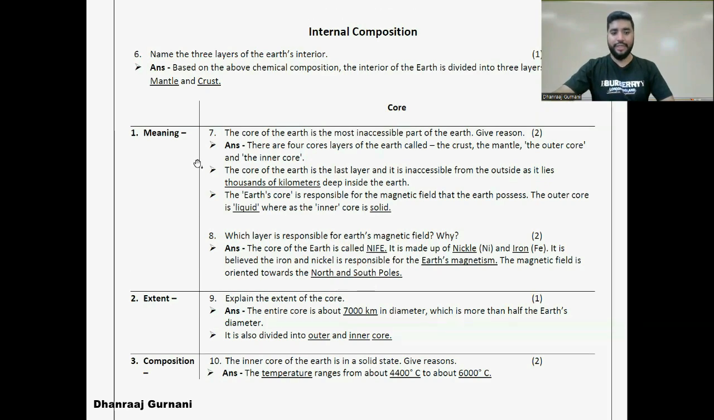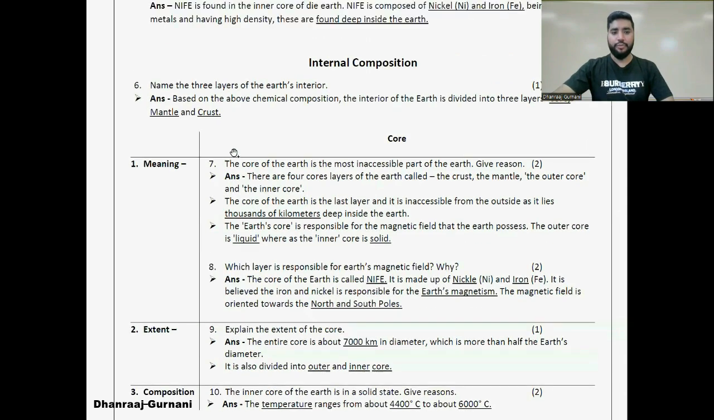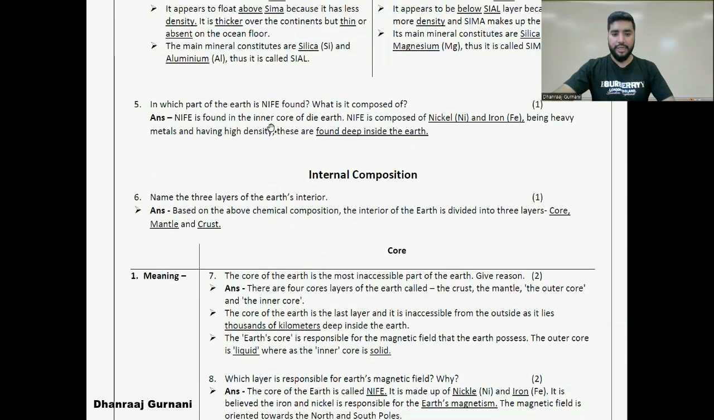This question number 8 is very similar to question number 5, which you had done. Both speak about nickel and iron and the magnetic field, and iron and nickel being heavy metals. You had already done this in question number 5. They have high density, that's why they are found deep inside the earth, that is in the inner core.